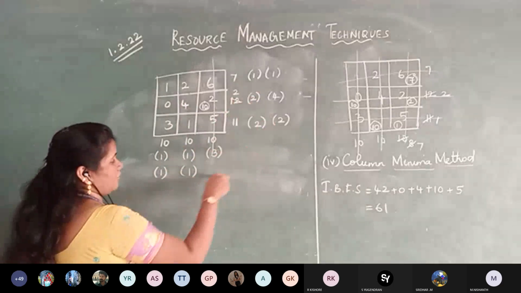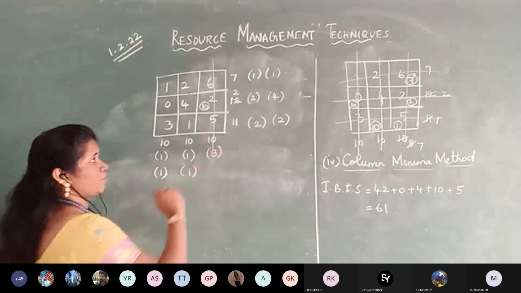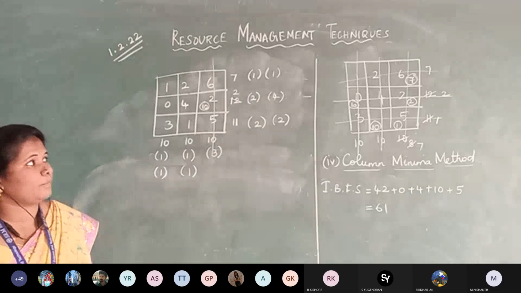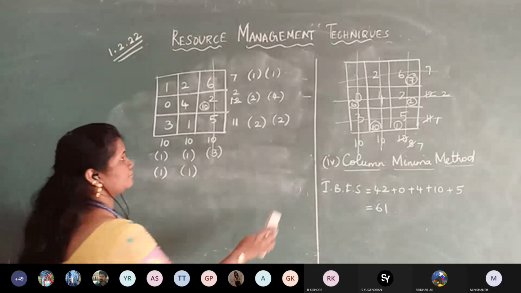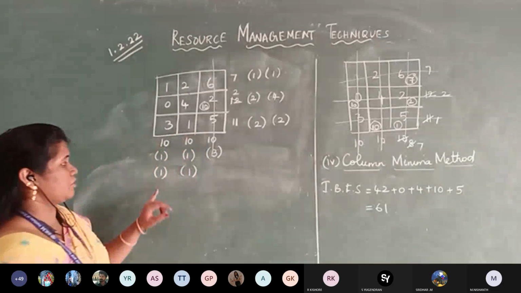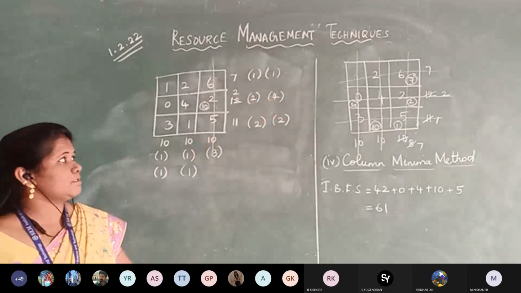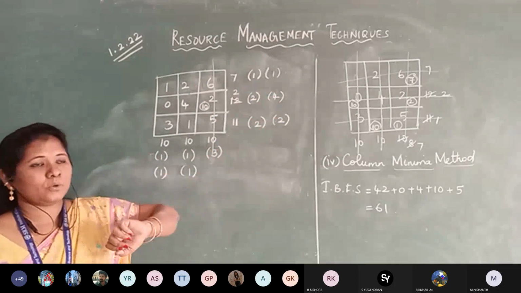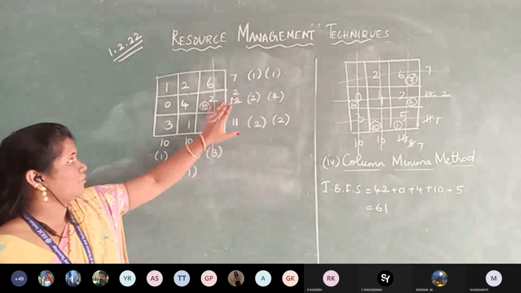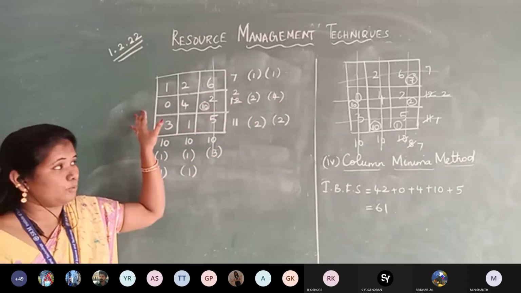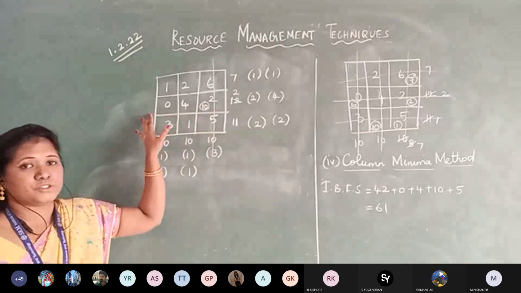In the second difference, whichever is your biggest value, which is your biggest difference here. You've got 1, 1, 2, 4, and 1. Your biggest difference is this 4. Okay, so this 4 we have got from this row.